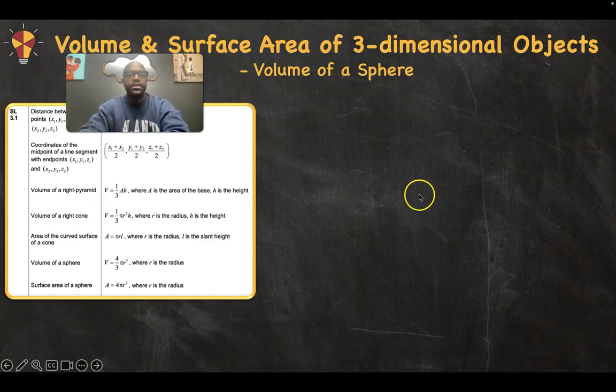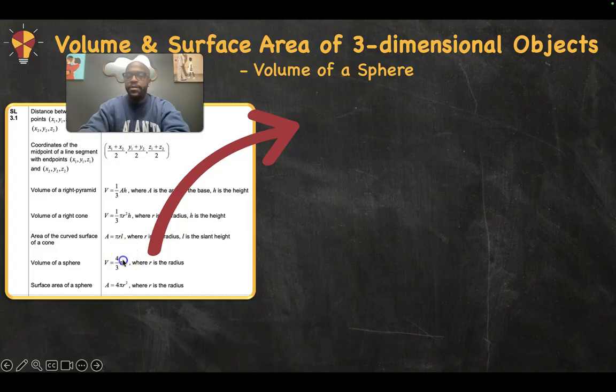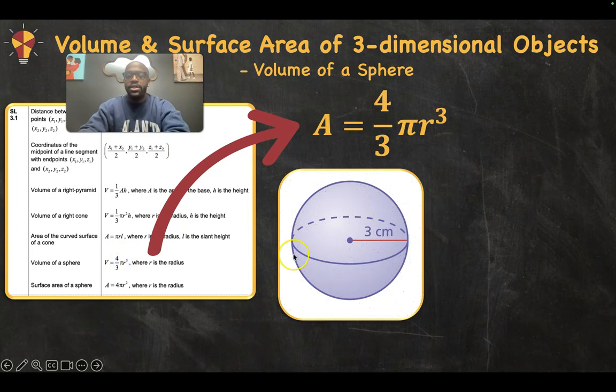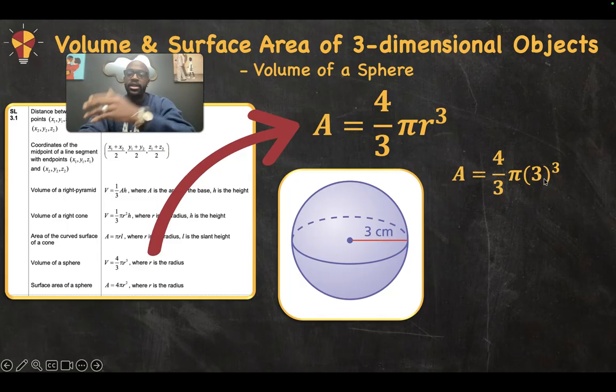Now, what about the volume of a sphere? So the volume of a sphere is the formula that's given here. So then now, of course, if I give you the sphere and I give you the radius, just plug and chug. That 3 to the third, that just means 3 times 3, which is 9, times 3 again, which is 27.